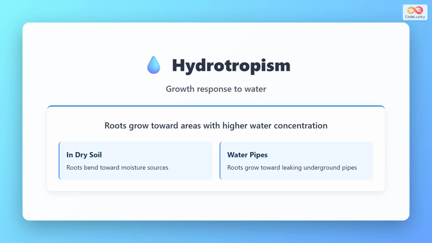Hydrotropism is the growth response to water. Roots grow toward areas with higher water concentration, demonstrating positive hydrotropism. In dry soil conditions, roots will bend and extend toward moisture sources. You might have noticed tree roots growing toward leaking underground water pipes. This is hydrotropism in action, as the roots detect and follow the water gradient to ensure the plant's survival.